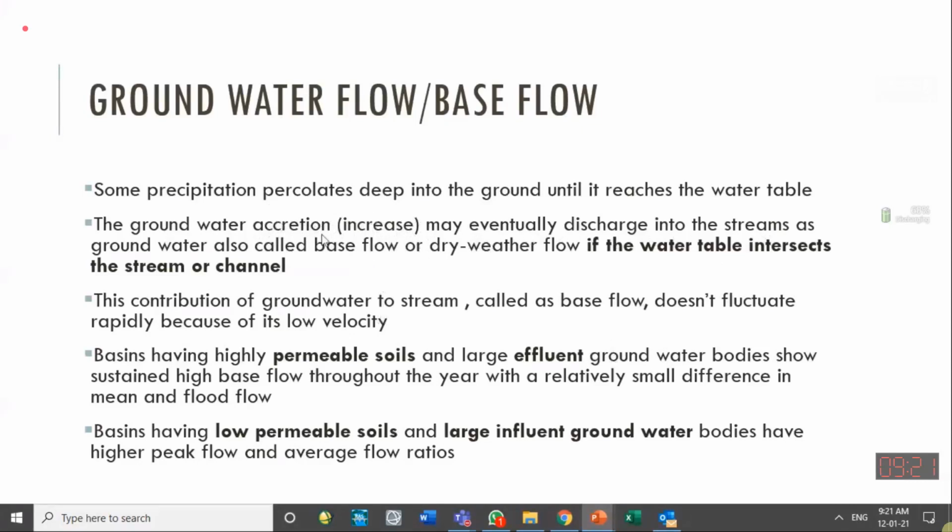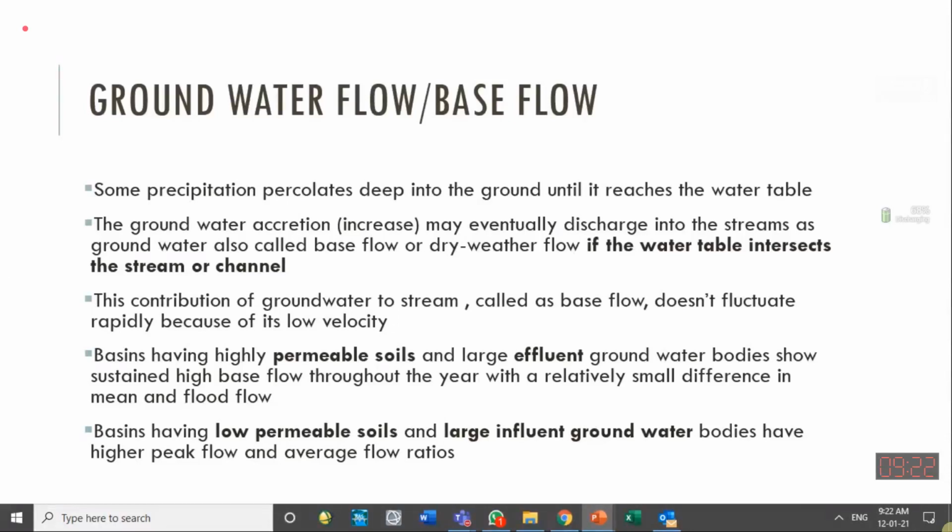And we have different names for that. We call it base flow. We call it dry weather flow. So this groundwater flow continues even in the no precipitation seasons also. So that's why sometimes people call it dry weather flow or base flow. If the water table intersects the stream or channels, that's what I told you. When the water surface is above the stream, it will move towards the stream. And we see this water coming as a spring if the water table intersects the ground surface.